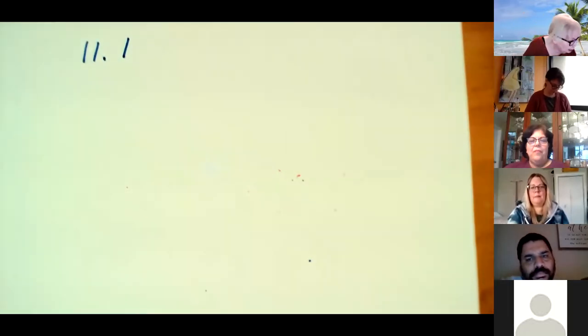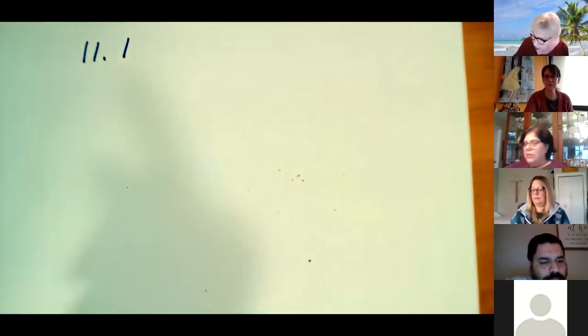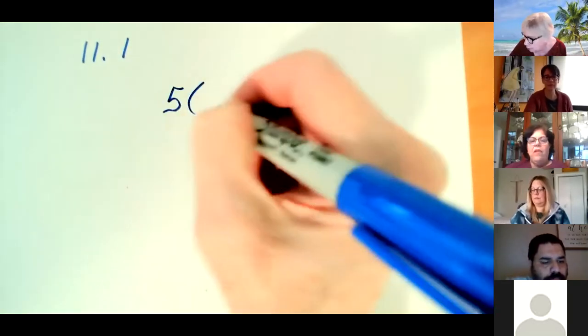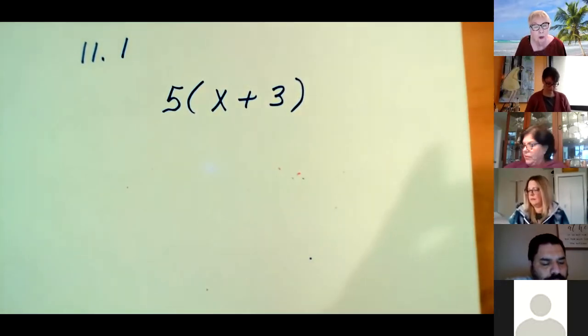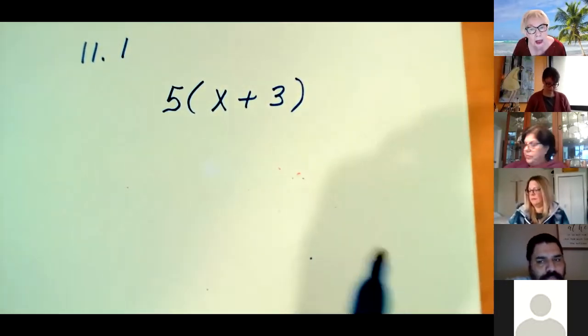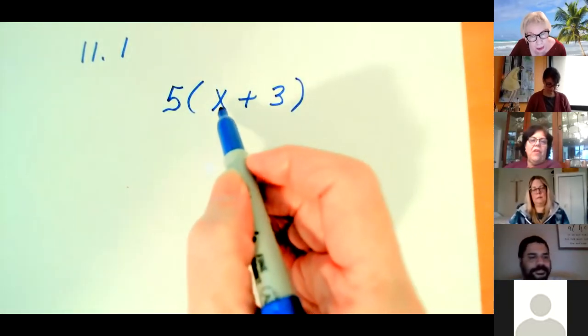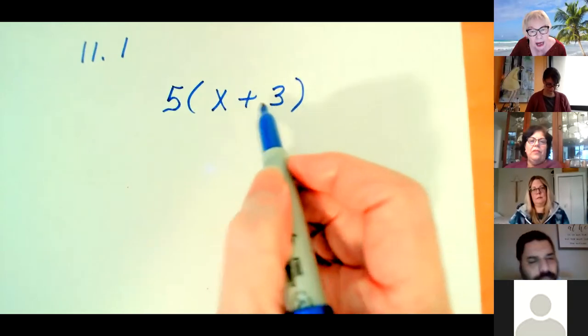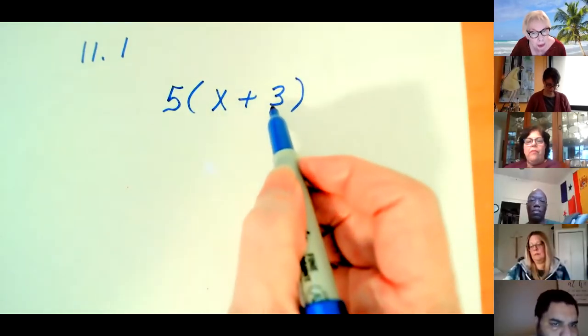Okay, so this is 11.1, and so this is our last chapter. And the first thing they wanted to remind you about was the distributive property. If what's in parentheses cannot be added, and this is a case where you can't add an x, which is completely unknown, to a 3.